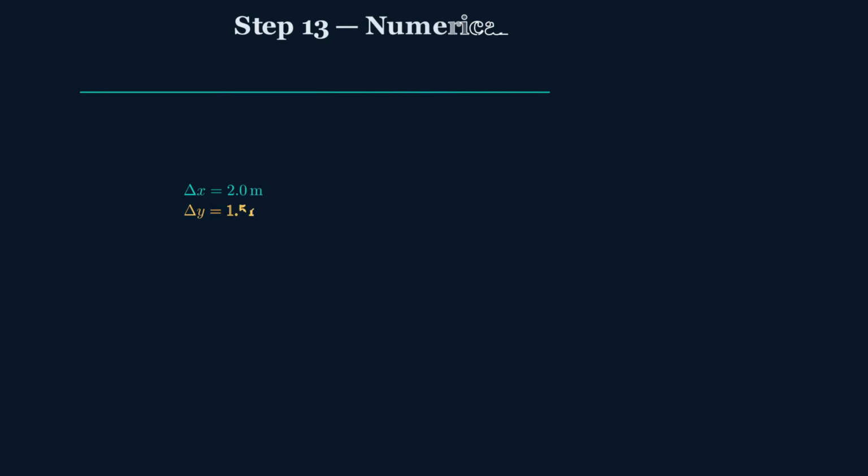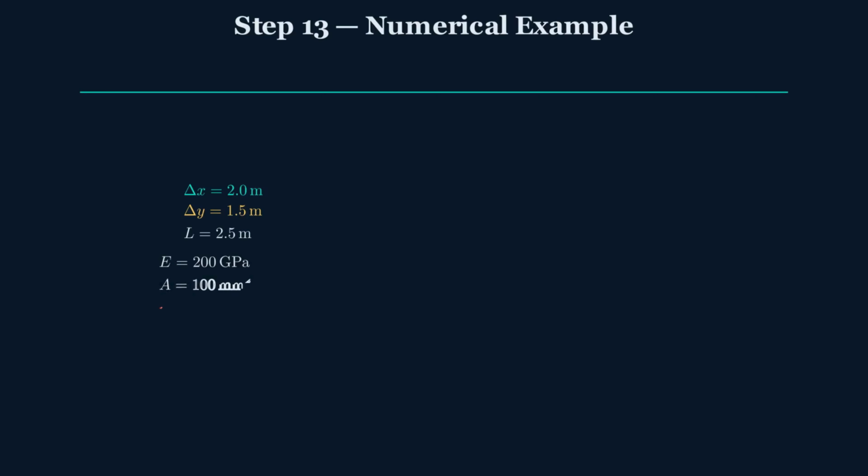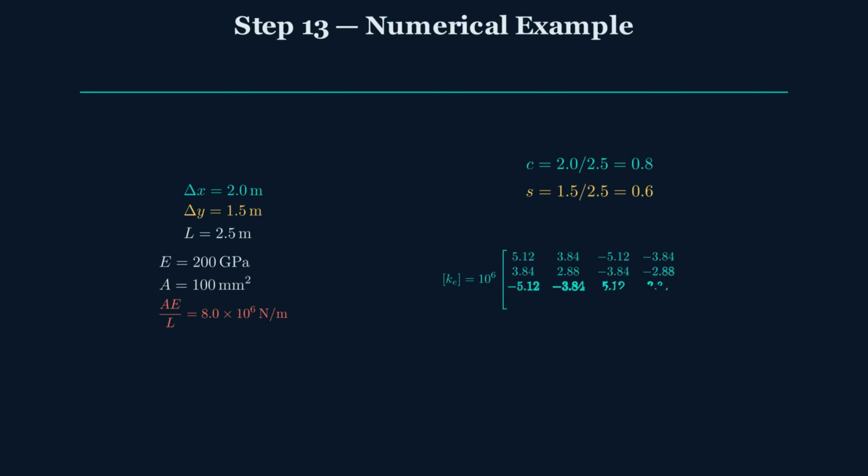Let us evaluate the matrix numerically. Take a member with a horizontal projection of 2 meters and a vertical projection of 1.5 meters. The length is 2.5 meters. Let Young's modulus be 200 gigapascals and the cross-sectional area be 100 square millimeters. The direction cosines are 0.8 and 0.6. Substitution gives the numerical 4x4 element stiffness matrix shown here. The units are newtons per meter.